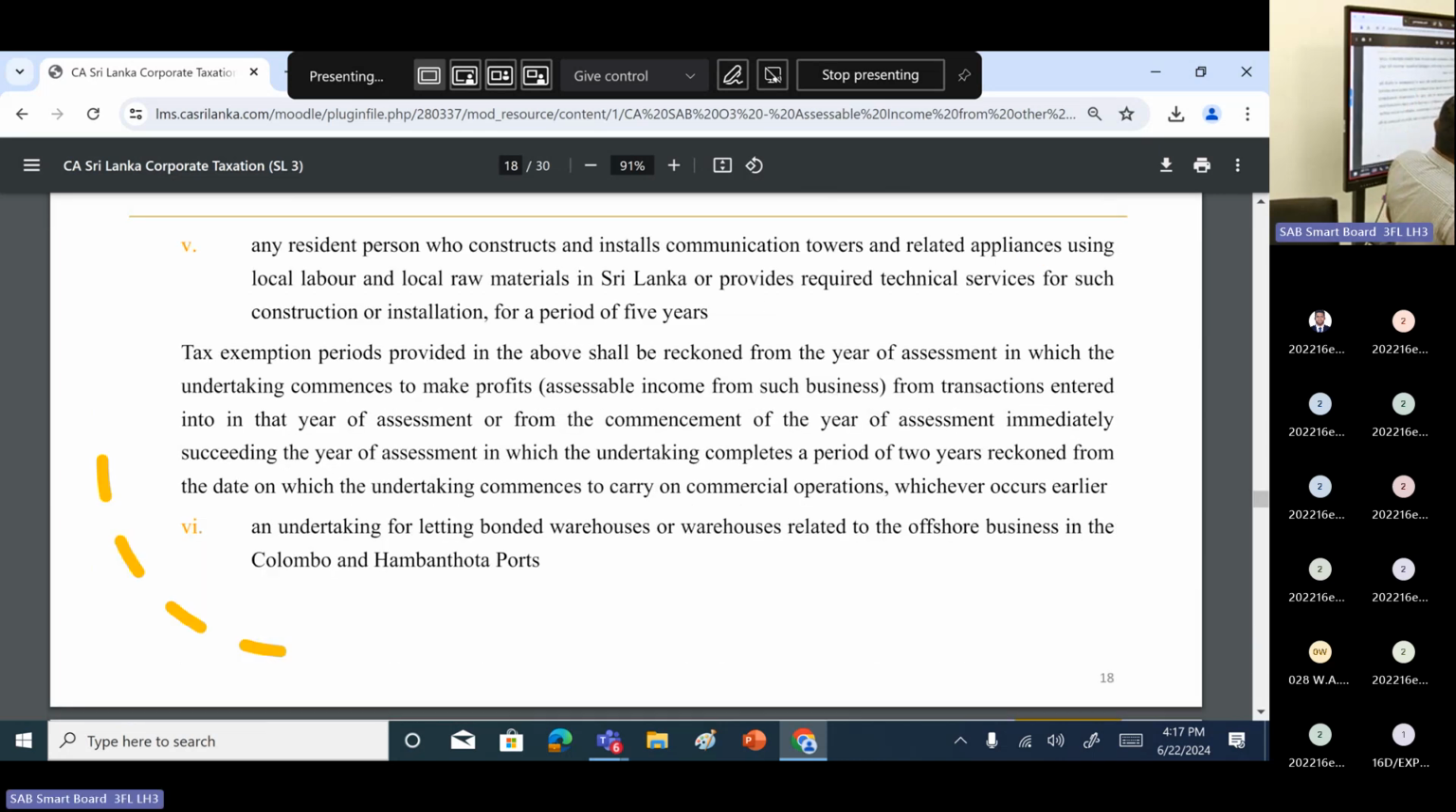The tax exemption period provided in the above shall be reckoned from the year of assessment in which the undertaking commenced to make profit from transactions entered into in that year of assessment, or from the commencement of the year immediately succeeding the year in which the undertaking completes a period of 2 years. That means if they have started the commercial operation that year or within another 2 years, they have given it.